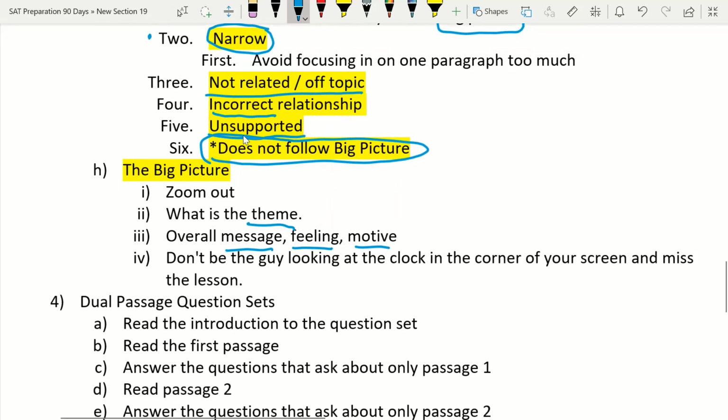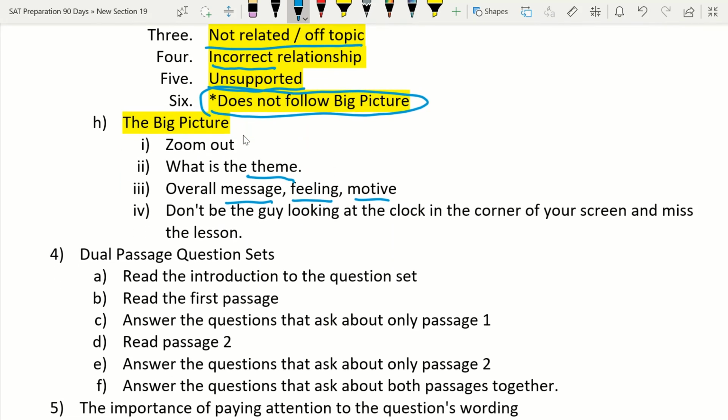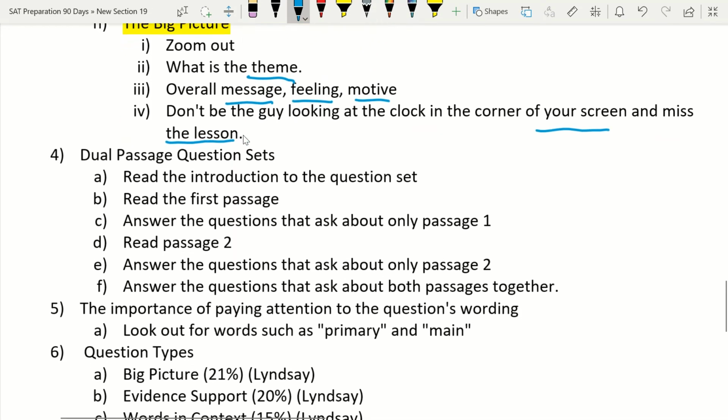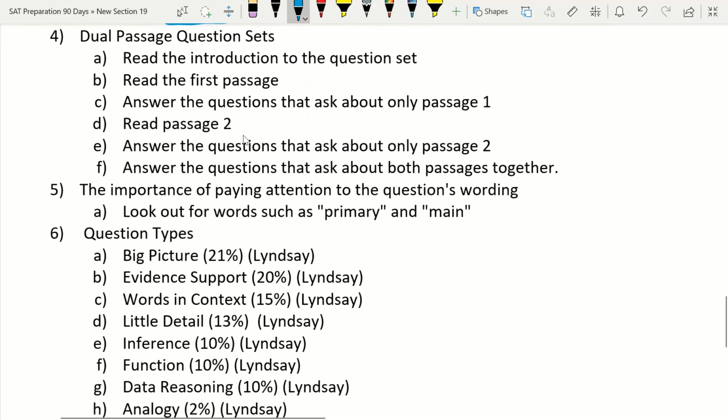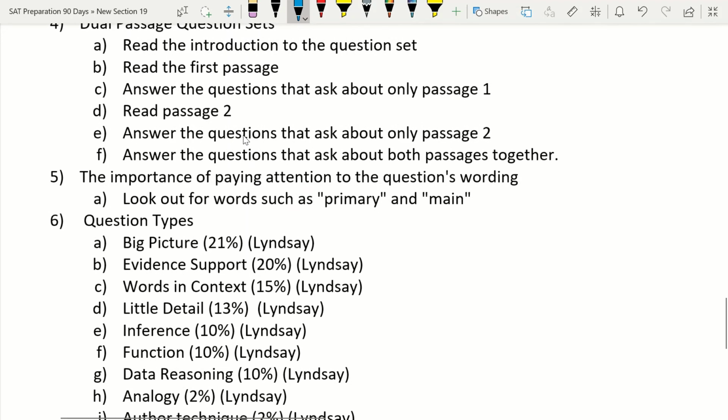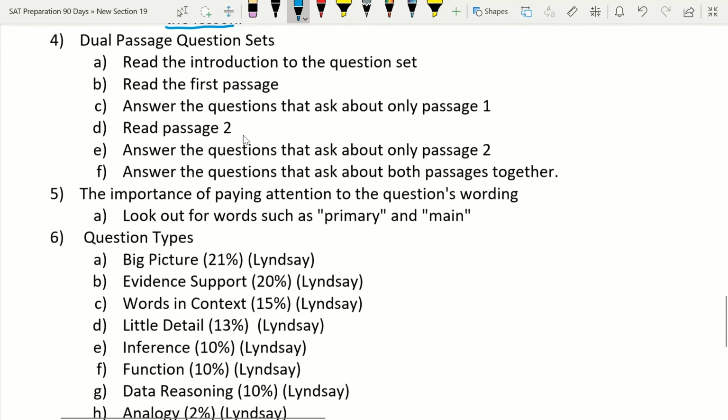Okay, you don't want to be the guy who's looking at the clock in the corner of your screen and missing the lesson that's occurring on your screen, right? That would be focusing in too narrow on something. You want to zoom out, big picture. What's the overall message, feeling, motive, and theme? Okay, so that's what I mean by the big picture. Now, when you're doing the SAT writing section or the SAT reading section, a lot of times, if you're stuck on something, just try to think big picture, and it'll usually help you out.